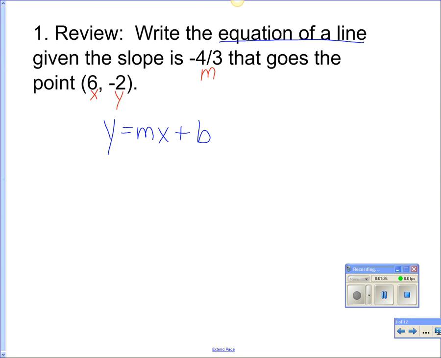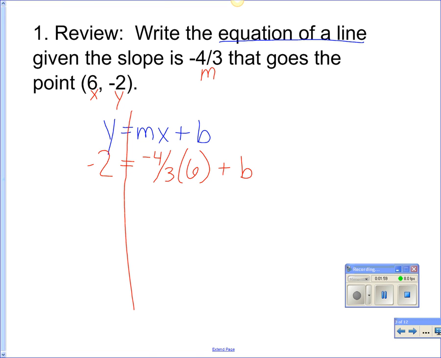All right, Jacob King, what am I going to plug in for Y? -2, good. And then I will put equals. Dylan, what's going in for M? Good, -4/3. Monica, what's going in for X? 6. And then I put plus B because I don't know what that is.